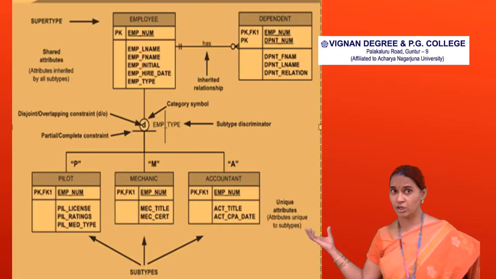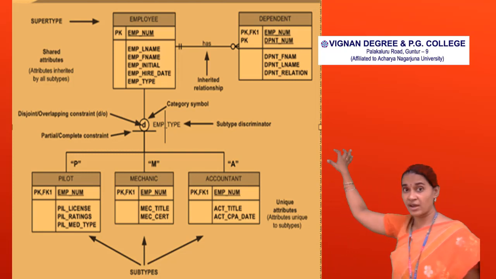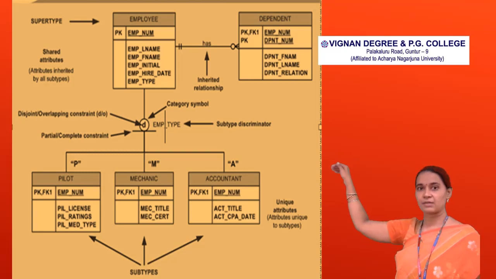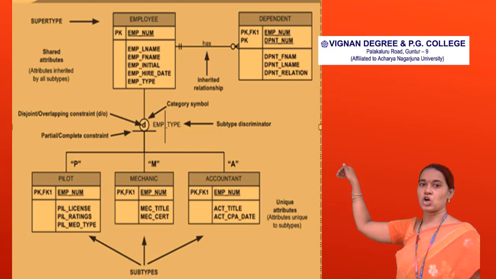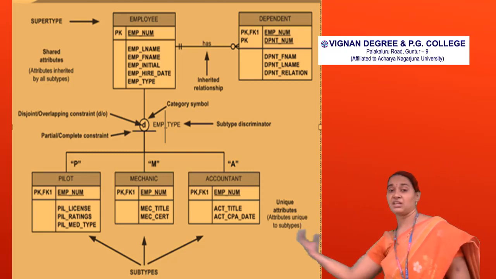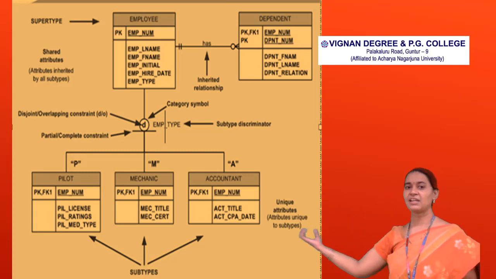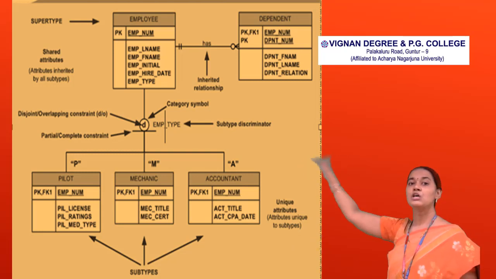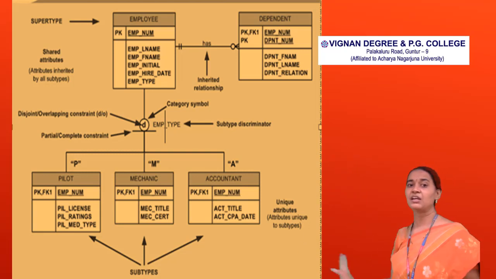This is the diagram I am going to consider, in which the employee is the supertype entity, with the employee number defined as the primary key, followed by other attributes common to all the employees: employee last name, first name, initial, date of joining, and the type of employee. From this employee supertype I am going to generate three subtypes: pilot, mechanic, and accountant. These three are called the subtype entities, and the properties in the employee supertype are inherited into the subtypes.